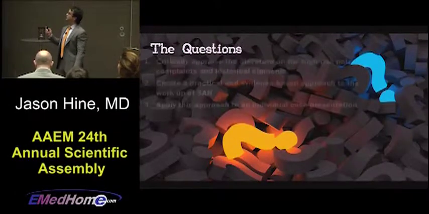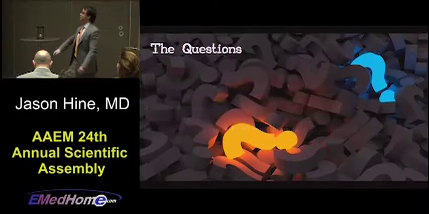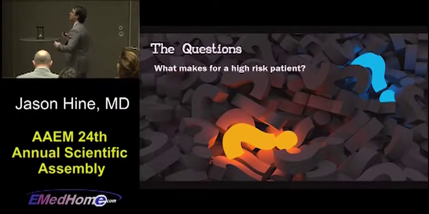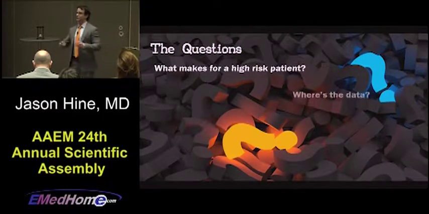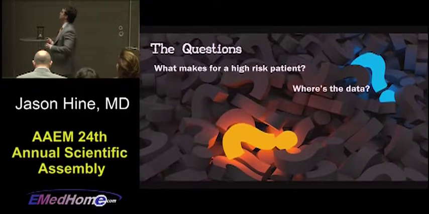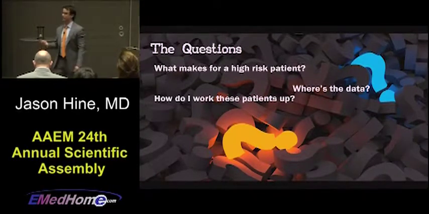So the questions for the PK, these are the objectives. They are in your handout. Just asked more practically, the way we should be thinking of these things: what makes for a high-risk patient for subarachnoid or a low-risk one? And then you've got to say, Jason, where's the data for that? Prove your point. And then finally, how do I work these patients up when I've identified a high-risk patient?